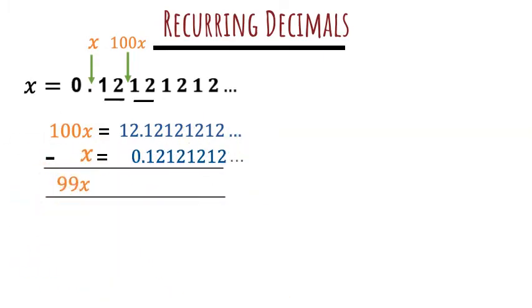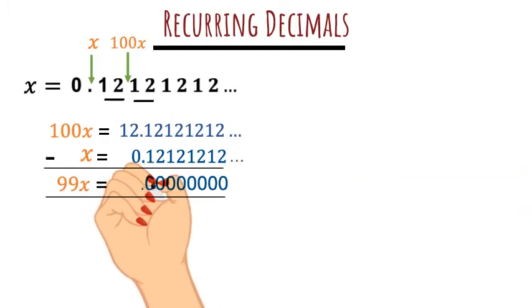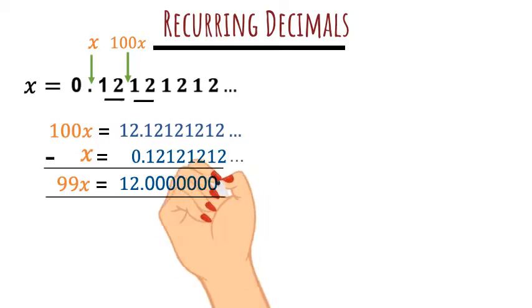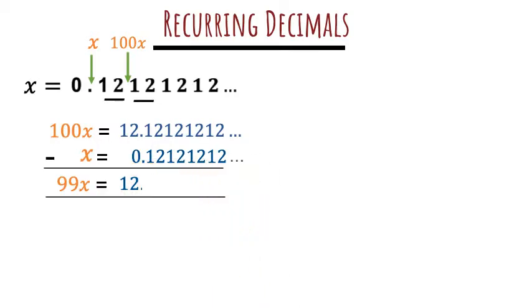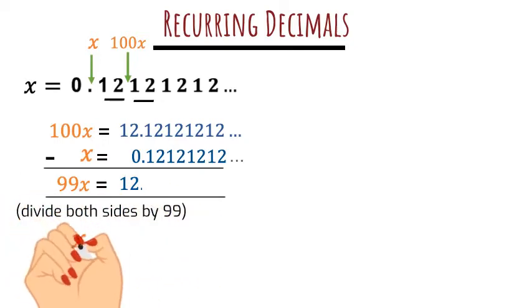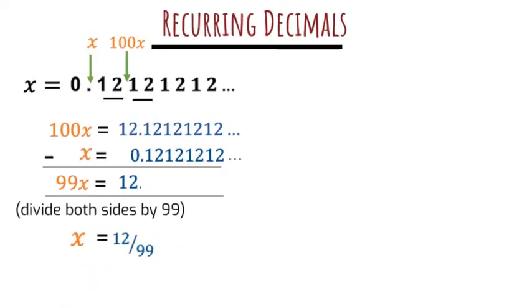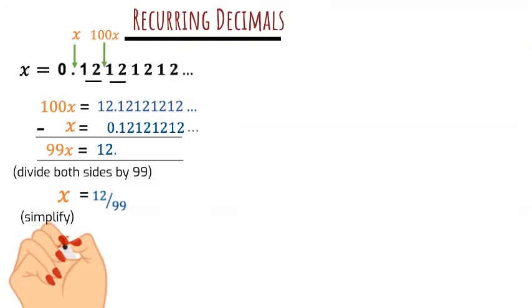And now I can simply minus one from the other and I get 99x on the orange side. And then working backwards again, 2 minus 2 gives me 0. 1 minus 1 gives me 0. 2 minus 2, 0, 0, 0, 0, right until the decimal place. And then 12 minus 0 is 12. Again, I do not need to write these zeros, I can just get rid of them all. Now I can divide both sides by 99, and I get x is equal to 12 over 99. And then I can actually simplify this by dividing both top and bottom by 3, and I'm left with 4 over 33.